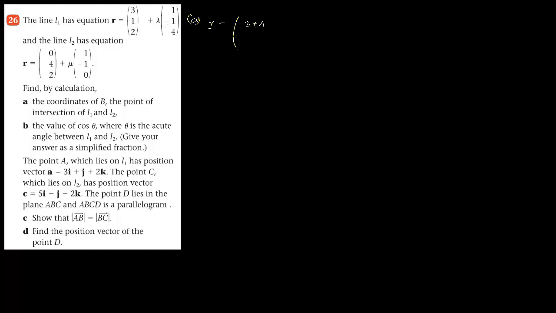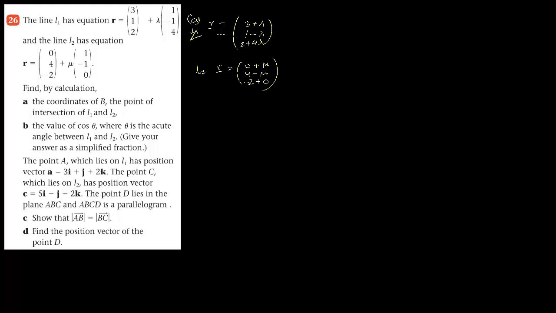Then we have 1 plus minus lambda. That means 1 minus lambda. And then we have 2 plus 4 lambda. So this would be 2 plus 4 lambda. This is L1. And L2 would be r equals 0 plus 1 mu. That means 0 plus mu. Then we have 4 minus mu. Then we have minus 2 plus 0 mu. That means minus 2 plus 0. That's all. So we have this.